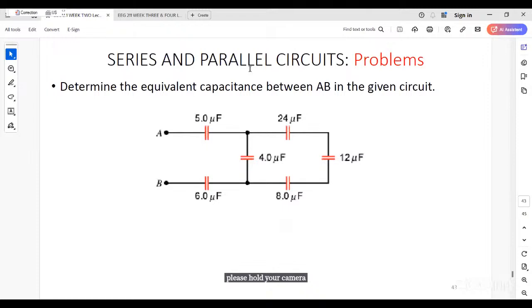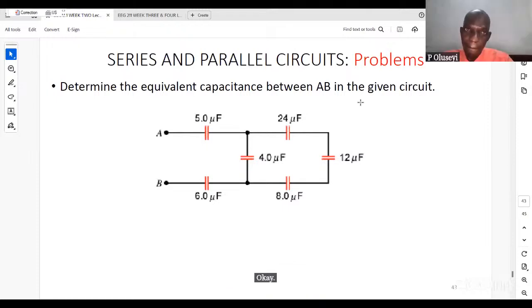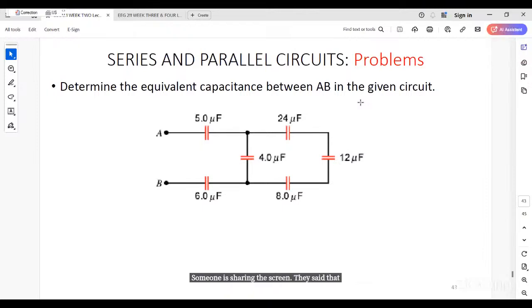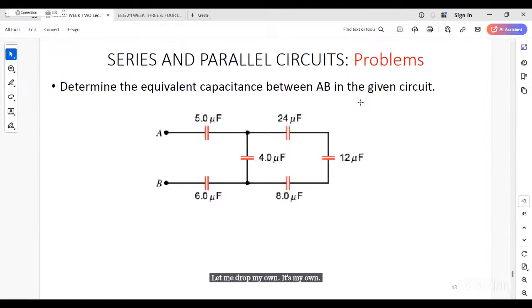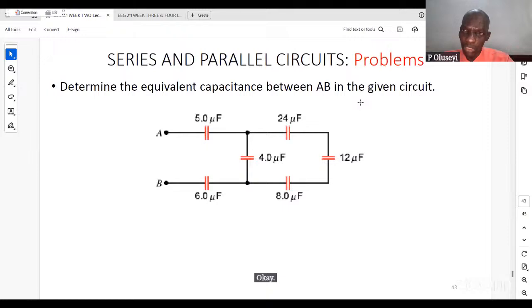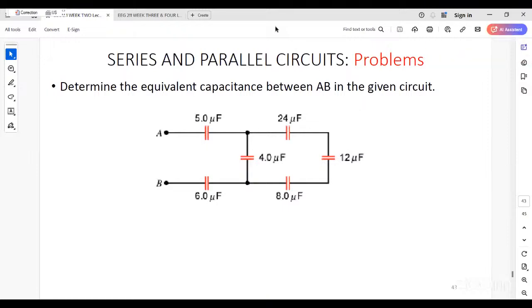Sir, someone is sharing the screen. They said that I cannot share my screen while other participants are sharing. Let me drop my own. Okay, go ahead, I've dropped my own now. It's still not working. Can you do it now? It's working now.